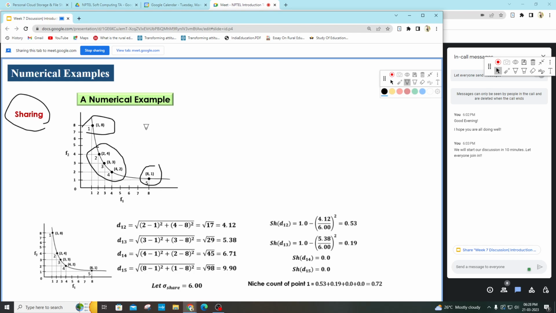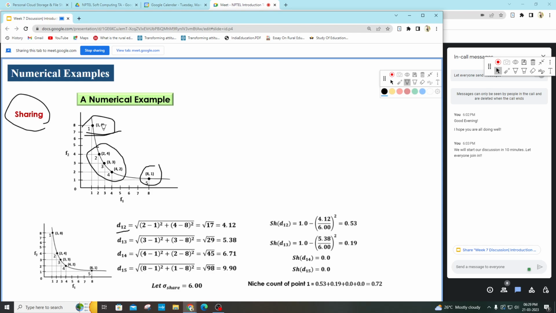We will take one point at a time. So let's start with the first point. When you are taking the first point, what you have to do is find out the Euclidean distance of this point with respect to all other points. Like you have found out the Euclidean distance d12. This formula you all know: the square root of (x2 minus x1) whole square plus (y2 minus y1) whole square.